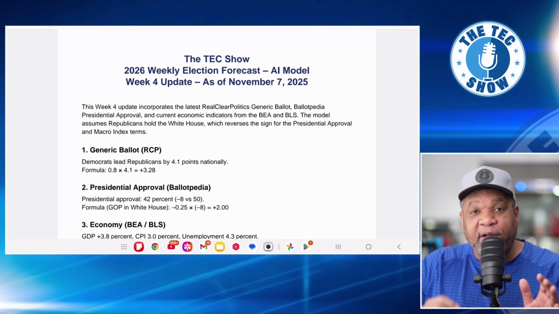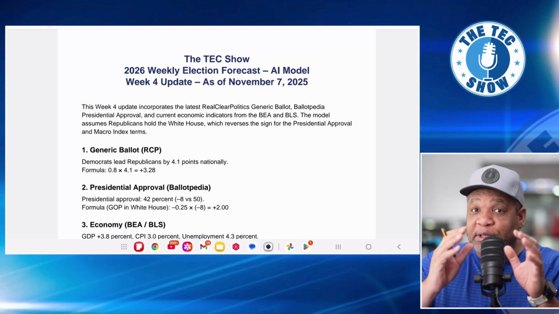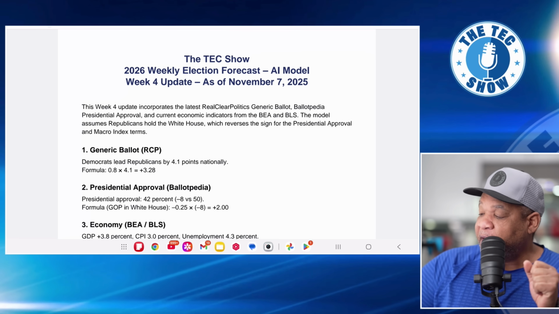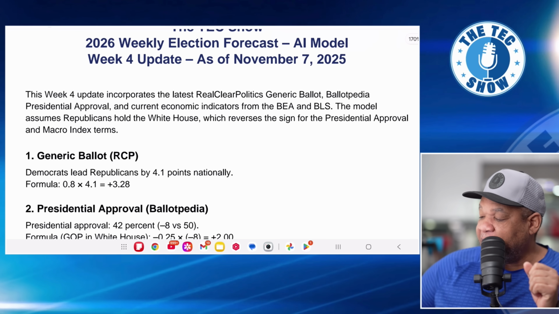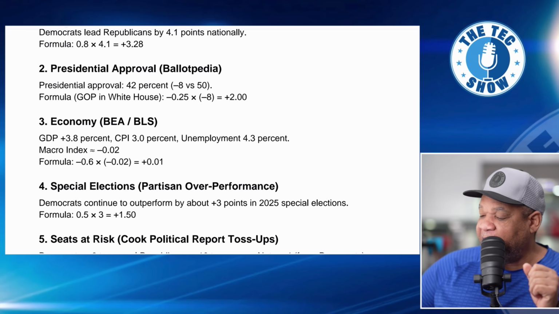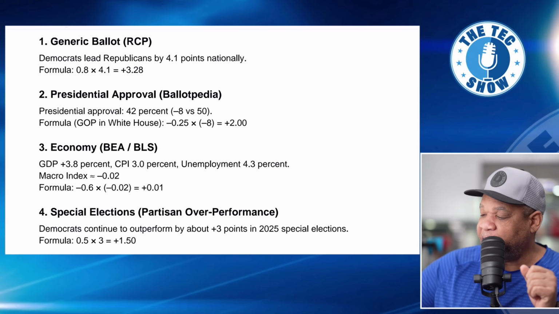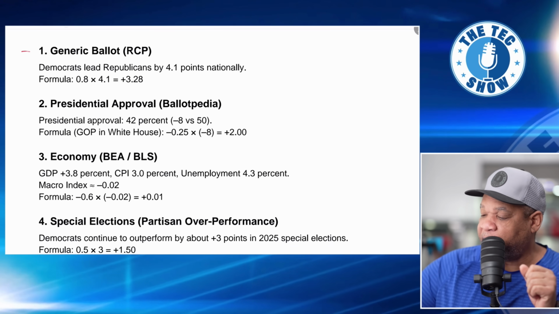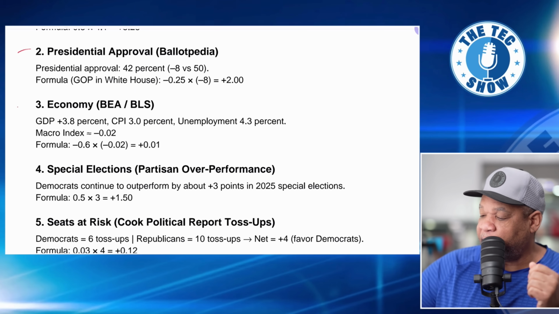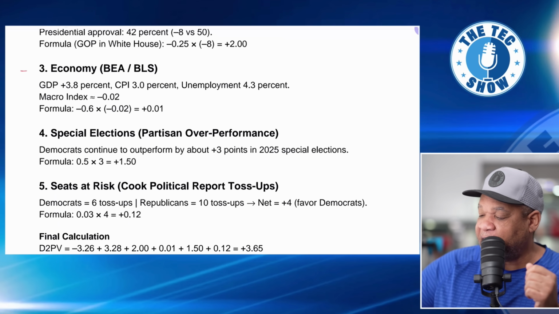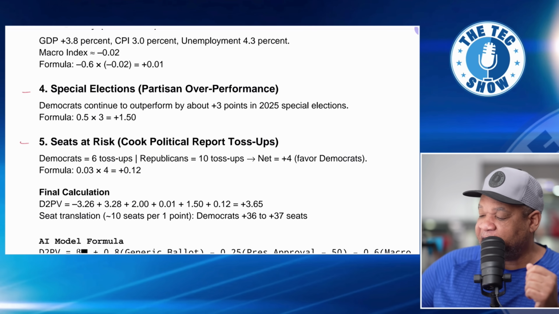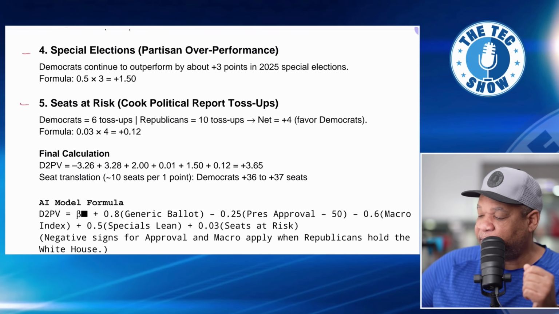Okay, now we're going to take a look at the AI model, and there have been some changes, okay? When I told you in the beginning, massive changes, I wasn't lying. Now, let me show you. When we're looking at this, and I just want to go over this really briefly, we have 5 different categories. We have the generic ballot, that's one category. We have presidential job approval. That's the second category. The third category is economics. The fourth category is special elections. The fifth category is seats at risk.